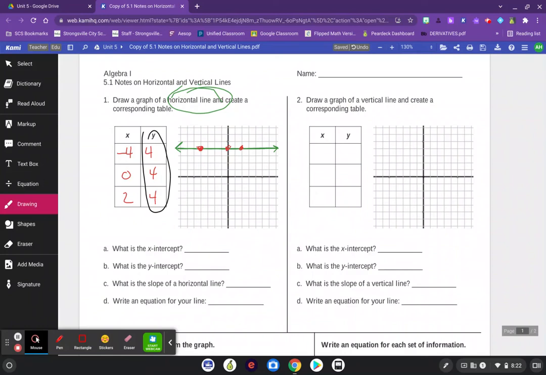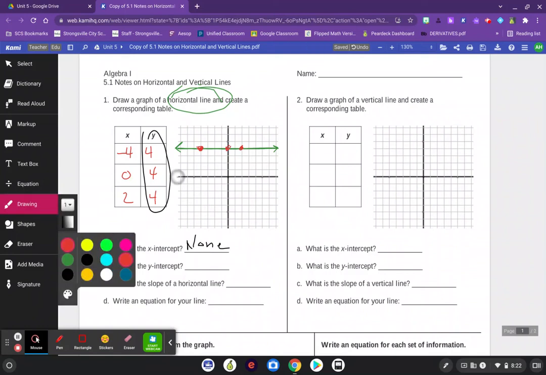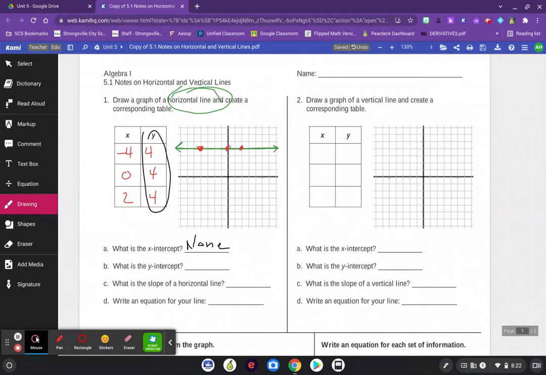So it says, what is the x-intercept? Remember, the x-intercept is where you cross the x-axis. And in fact, this line never crosses the x-axis. The only time that this line would ever cross the x-axis is if the horizontal line was the x-axis, okay? But in this particular case, I do not have that happening, so I have no x-intercept. What is the y-intercept? Well, the y-intercept is right here, and that's at 0, 4. If you chose a different horizontal line, then yours would be 0, whatever your y-coordinate was.